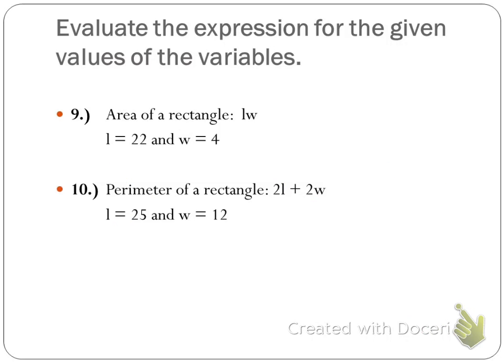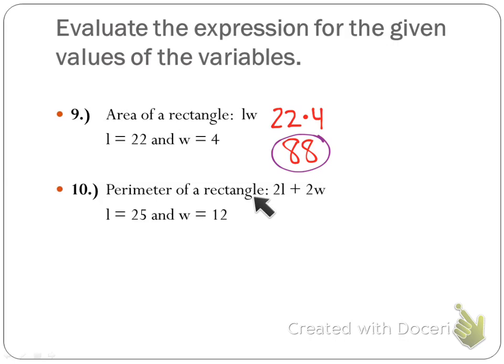We are going to evaluate the expressions for the given values of the variables, just like we were doing before, but now these ones have specific applications. So the area of a rectangle can be found by taking the length times the width. We're given a length and a width. So we're going to plug those in. Again, we don't want 224. We want 22 times 4 when we plug those in. And 22 times 4 would give us 88. As always, I do want to see the step where you plug them in, even if it's a one-step problem after that.